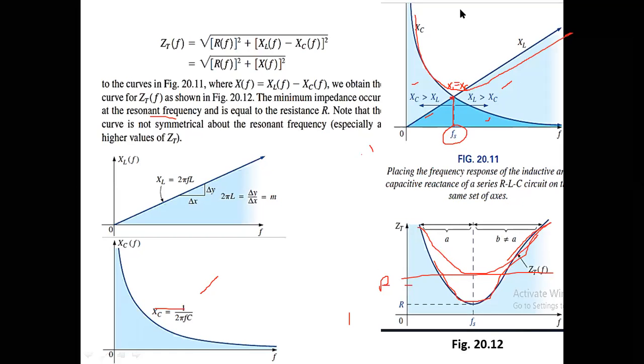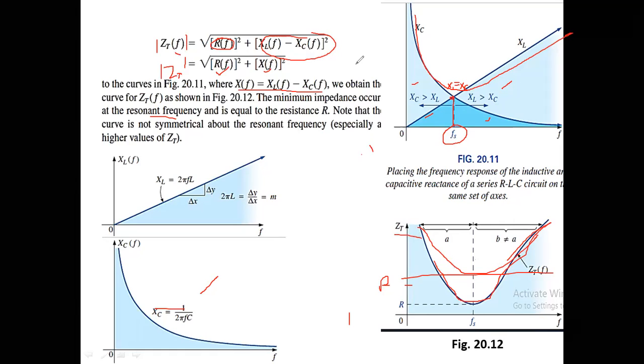Okay, now Z total is equal to the square root of R squared plus XL minus XC squared. This is the imaginary part and this is the real part. So for the magnitude of Z total, real squared plus imaginary squared, where XL minus XC is the reactive component. So we can write XL minus XC is equal to X. So the real component squared plus the imaginary component squared is the Z total magnitude in terms of frequency, and this is the graph for Z total versus the frequency.